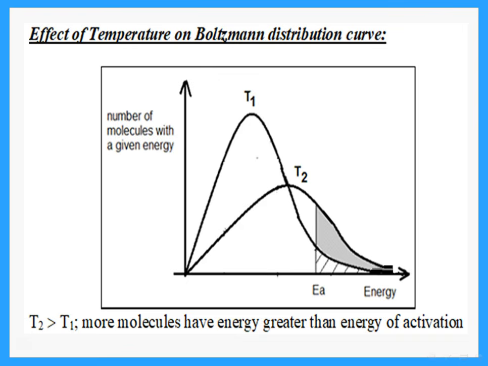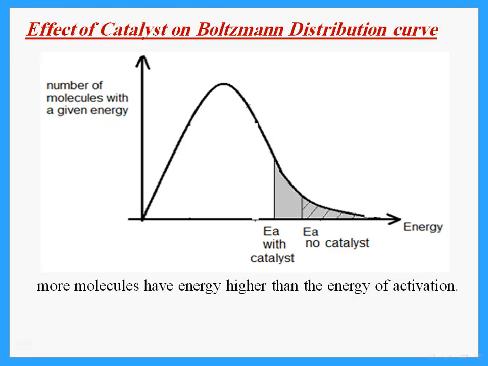As we increase temperature, the curve moves more to the right and with a lower maximum part of the graph. So T2 is higher than T1. Now more particles have energy higher than the energy of activation. But again, the energy of activation, in itself, does not change. But what if I add a catalyst?